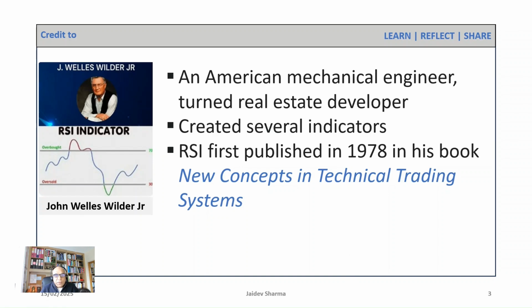First and foremost, a little thank you to the person who created this indicator. His name is John Welles Wilder Jr. He was an American engineer who got interested in trading and created several indicators. This RSI was first published in his book called New Concepts in Technical Trading Systems in 1978. So it's pretty old, but it has survived the test of time and it is still being used as one of the very popular indicators by the trading community. So thank you, Mr. Wilder.